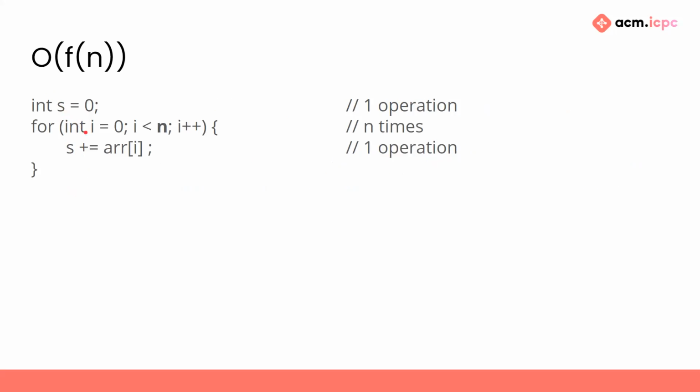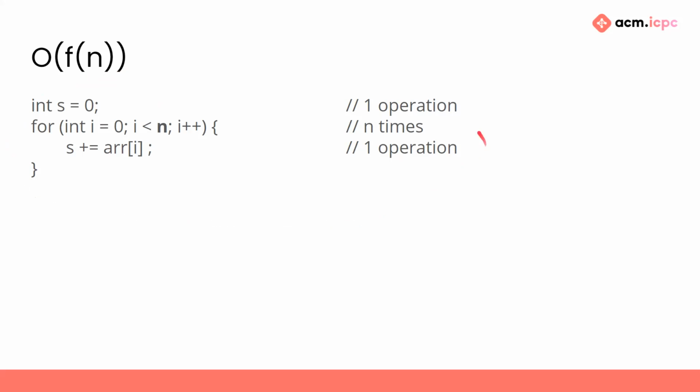Before we look at the example, one important thing to know is that the big O notation is used to indicate the runtime of a program. So how long this program will run compared to another program when the input size is very large.